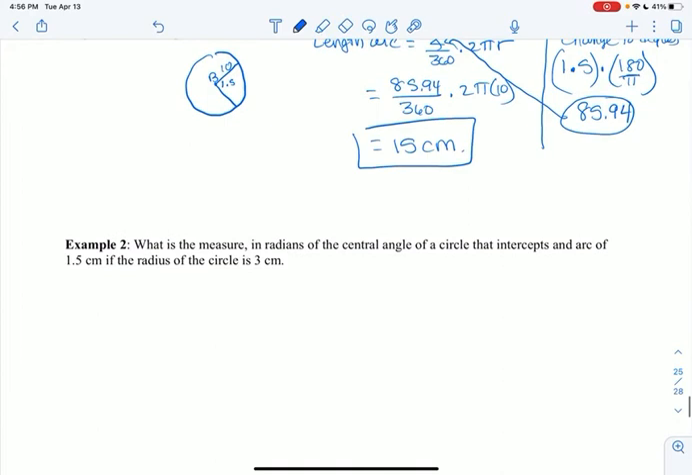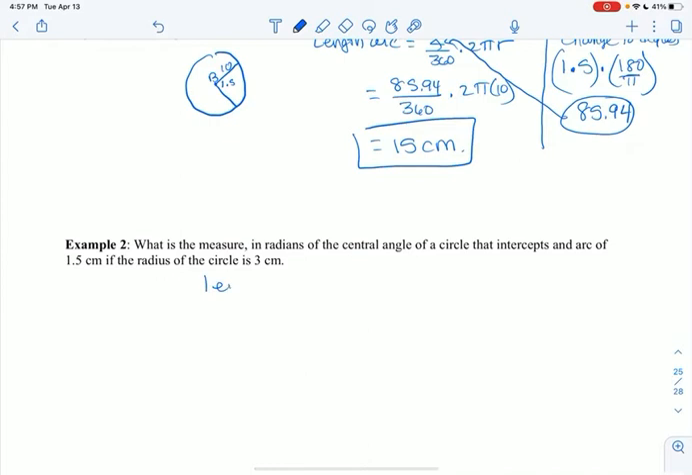Next up, what is the measure in radians of the central angle of a circle that intercepts an arc of 1.5 centimeters if the radius of the circle is 3?